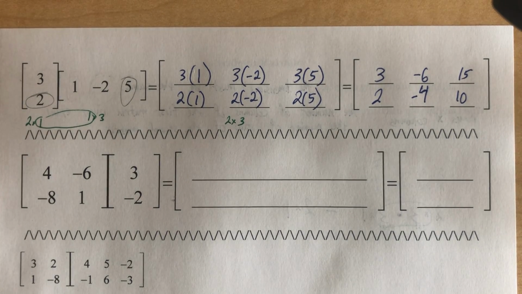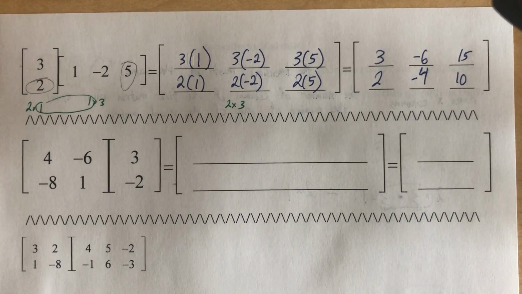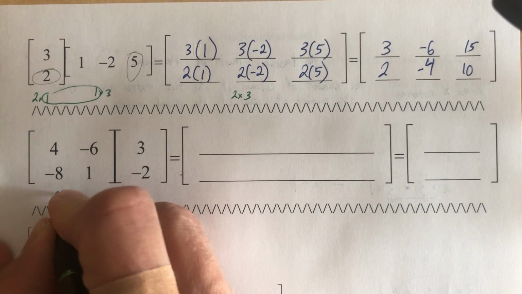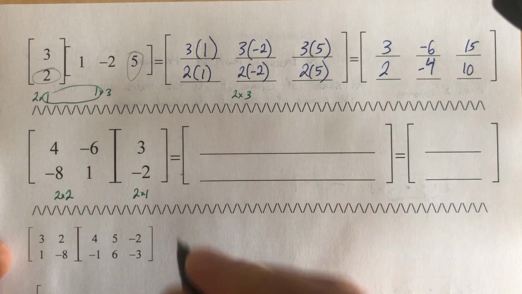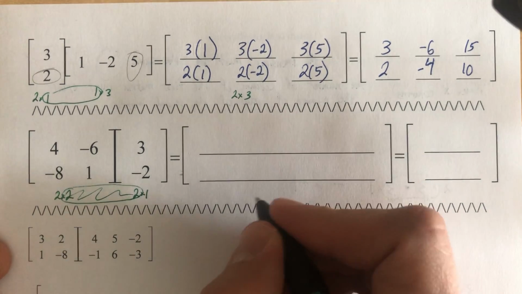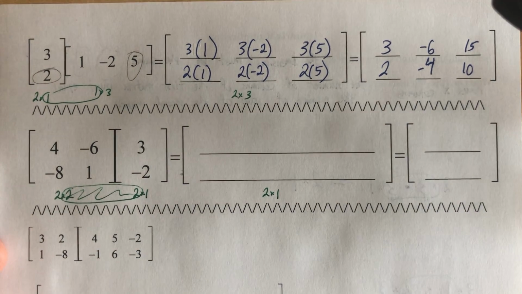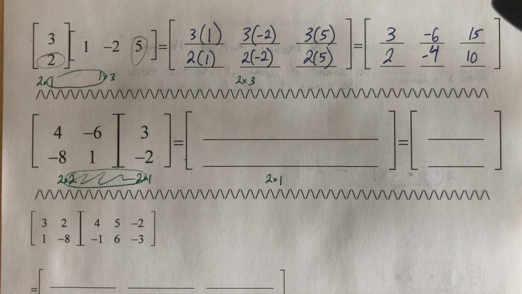Let's do the next one, and this one's going to be a little bit trickier. So let's start with the dimensions. That's already kind of set up for you, but we're going to have a 2 by 2 and a 2 by 1. And then because these middle numbers are the same, my final answer is a 2 by 1. And this is where I'll do my work, and this is where I'll put my final answer. All right, so let's do it.